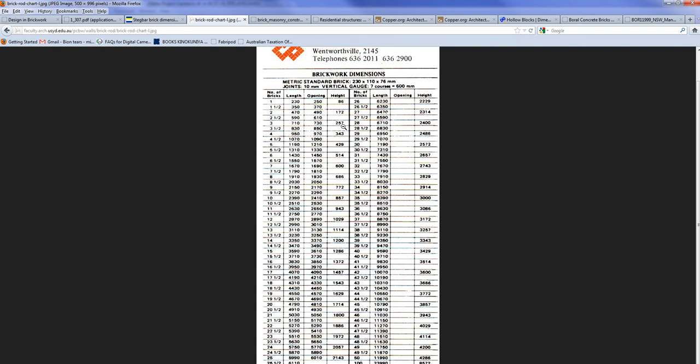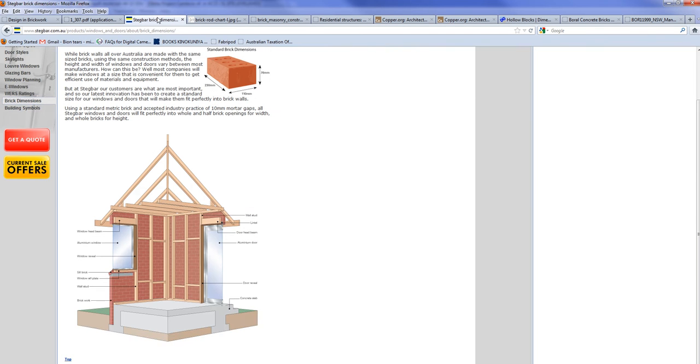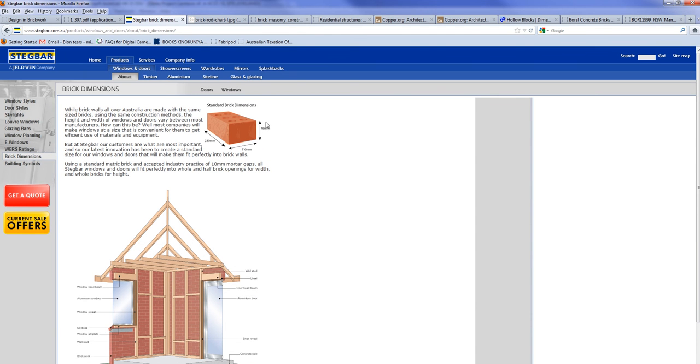brick lengths. So if you can recall what your brick dimensions are, your brick dimensions are 76 high by 110 width and 230 in length. And then there is a 10 mil thick mortar joint that joins between each brick.